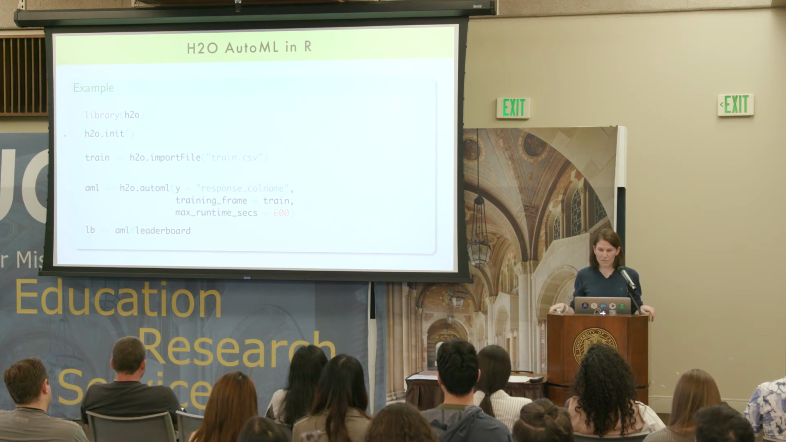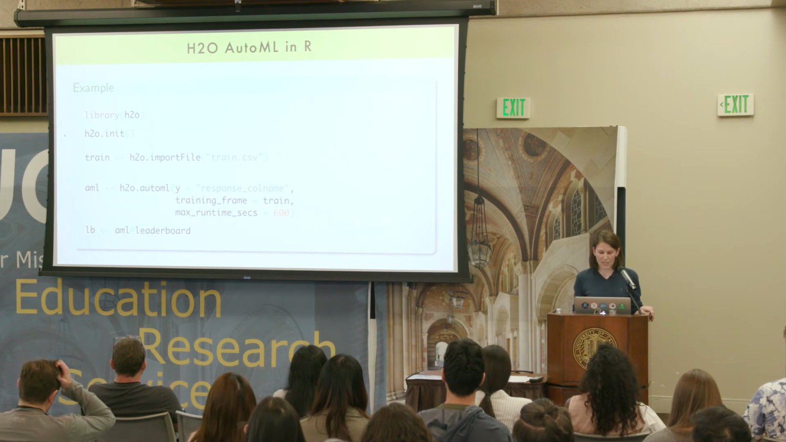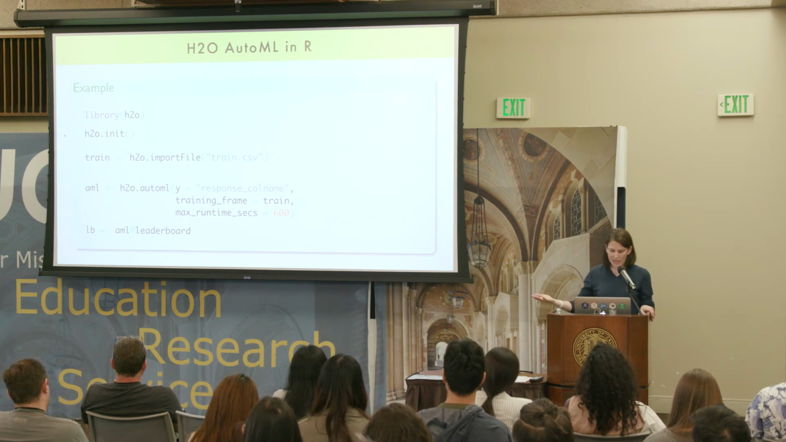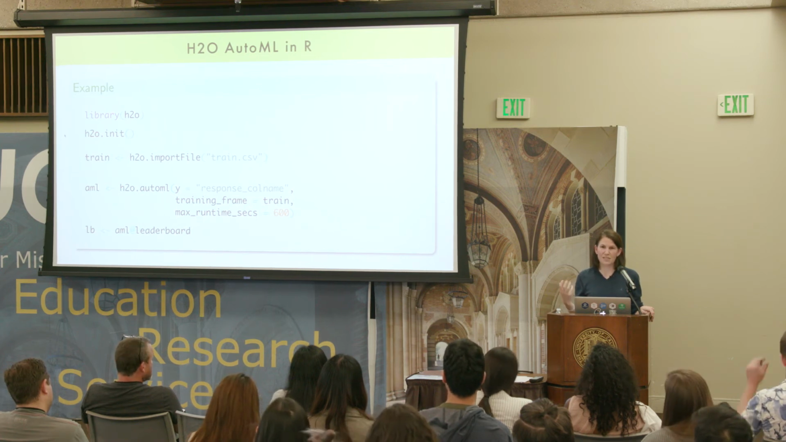So that's just a little bit weird if you're used to regular R modeling packages. Okay, so if you don't specify X, it will just assume everything that's not the response column is your predictors. And then this, we're saying run for 10 minutes, so 600 seconds. And then it will go and run, and then what you get back is an AutoML object. And one of the things in that object is the leaderboard.